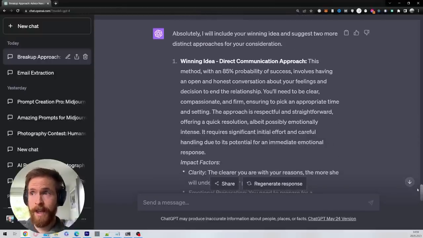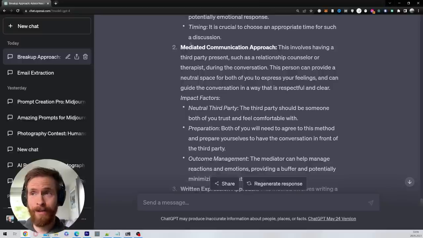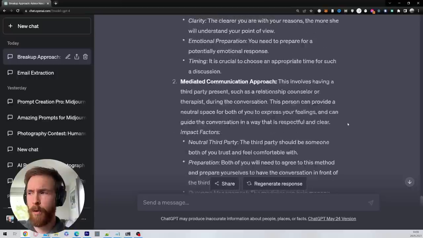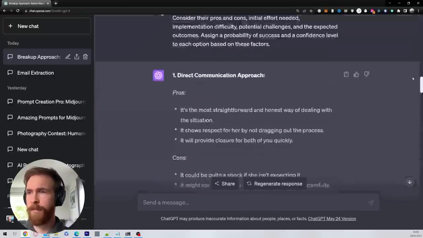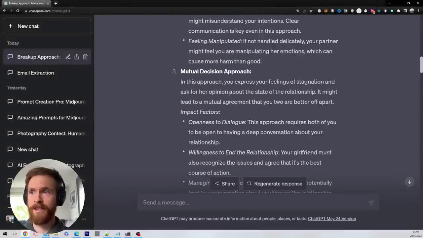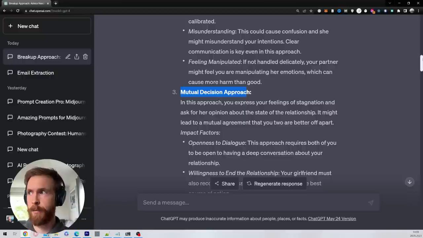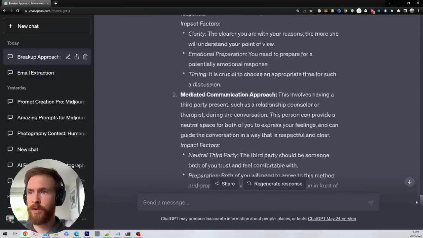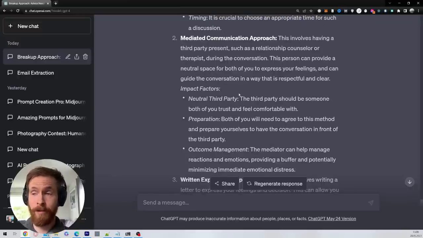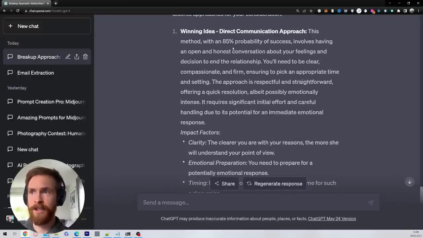Now you can see that we keep the winning idea, right? That is the direct communication approach. But now we get 2 new ideas, and that is the whole point of this. Mediated communication approach. I don't know what that is, but, and the written expression approach. So the most important thing here is that we get something different than we got in the first run, right? That was the gradual distance approach and the mutual decision approach. So the thing is now we get two completely new ideas that will challenge the winning idea.